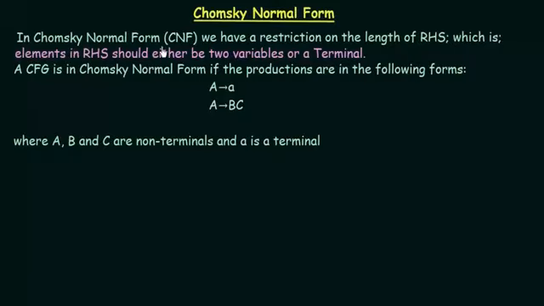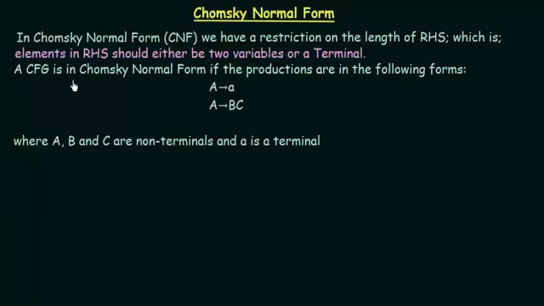In Chomsky normal form, which we will call CNF, we have a restriction on the length of the RHS. Elements in the RHS should either be two variables or a terminal. So in Chomsky normal form, we have a restriction on the length of the right hand side of every production. It says the right hand side can be either two variables, or two non-terminal symbols, or a single terminal symbol.